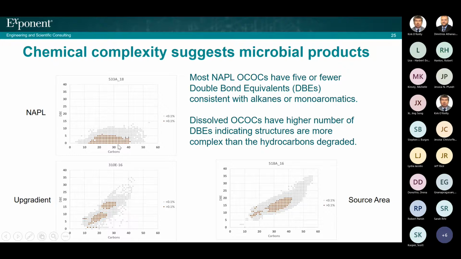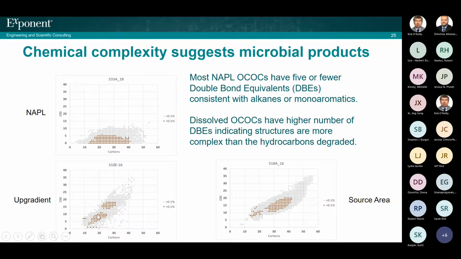Most of the oxygen-containing compounds had low DBEs, indicative of alkane degradation. So right with the oil, what we saw looked like metabolites. But as we got down gradient, these are samples of the organic oxygen-containing compounds in the source area groundwater. We see very high DBEs. It's much more complex than what's being degraded, and it's fairly similar to what we see up gradient.